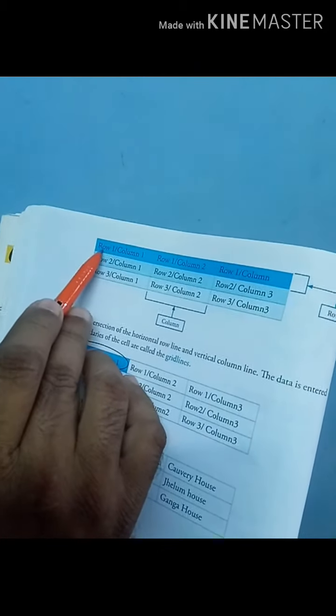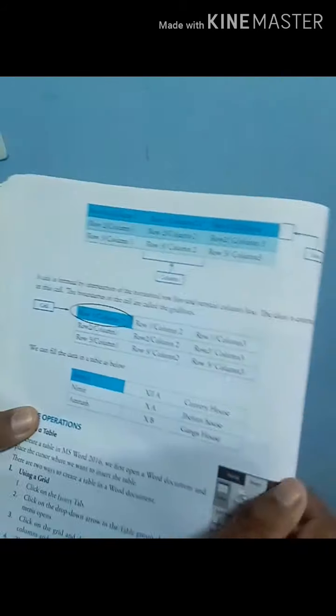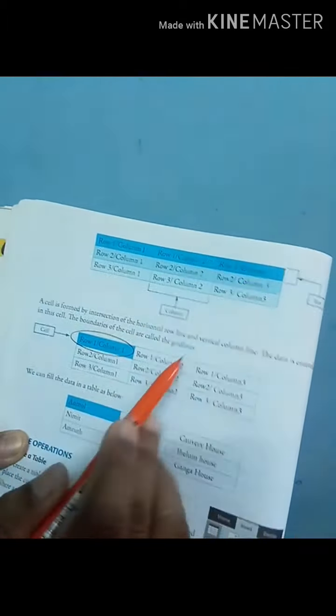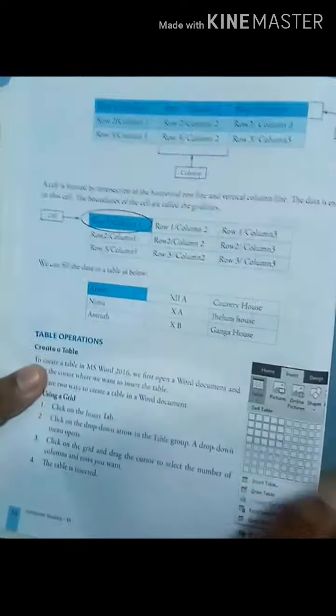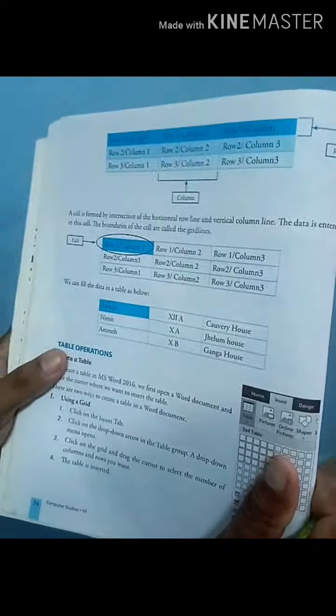This is a table: row 1, column 1; row 1, column 2; row 1, column 3. Same type. Second is row 2, column 1; row 2, column 2; row 2, column 3. Then row 3, column 1; row 3, column 2; row 3, column 3. This is the type of identifier. The combination of column and row is called a cell.